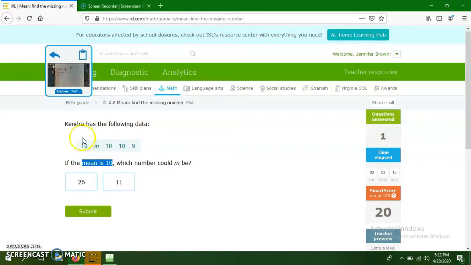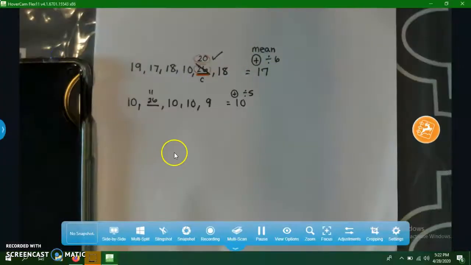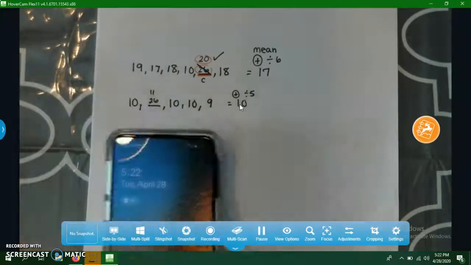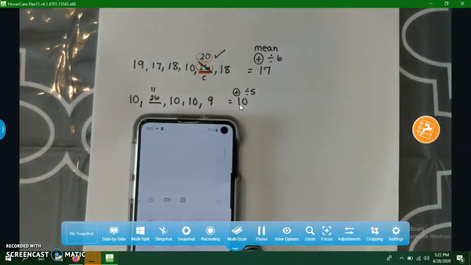And so I am going to add them all up and divide by 1, 2, 3, 4, 5 numbers. So add, divide by 5. So I'm going to slingshot back over to my thinking paper, set up my data. I put my two choices in for what will give me a mean of 10. So I can just simply add that up and divide.